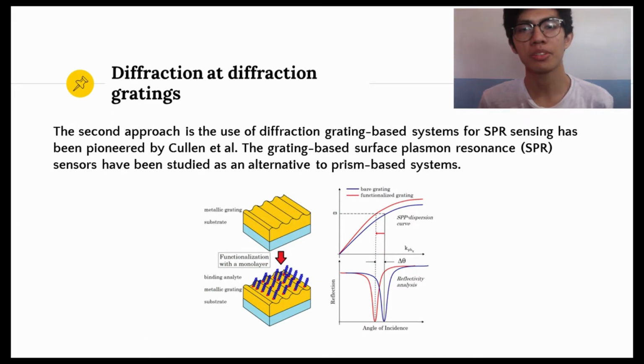The second approach is the use of diffraction grating-based systems for SPR sensing, which has been pioneered by Cullen et al. The grating-based surface plasmon resonance SPR sensors have been studied as an alternative to prism-based systems.